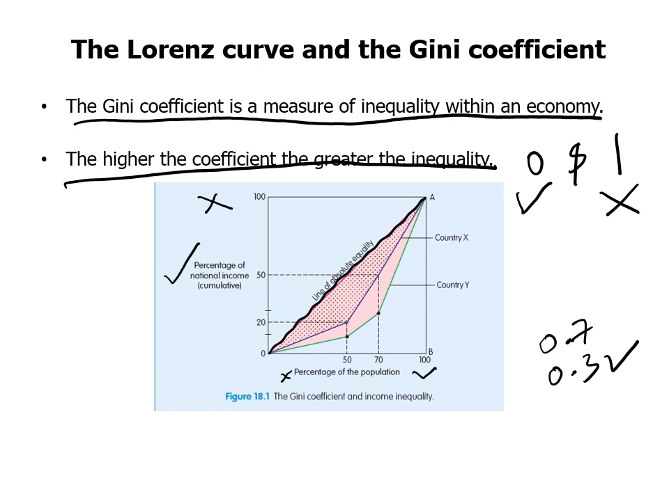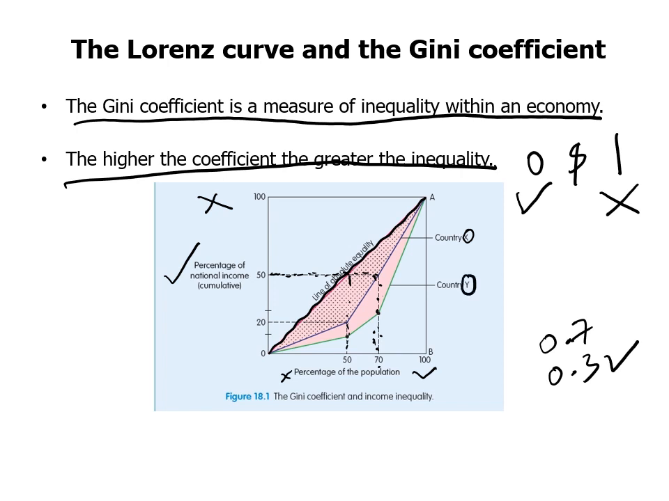Now, if we're on the line of absolute equality and we're looking at 50% of the national income, that would be owned by 50% of the people. So that's equal. But let's look at country X, where there is some amount of inequality. We have that 50% of the national income is owned by about 70% of the population. How about for country Y over here?